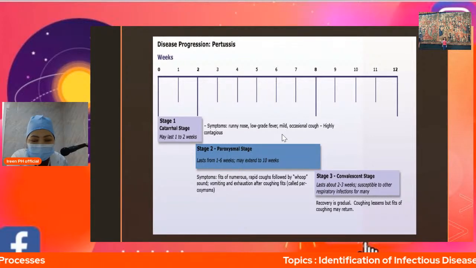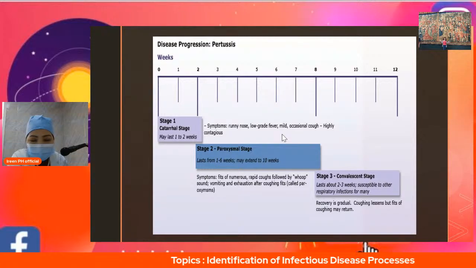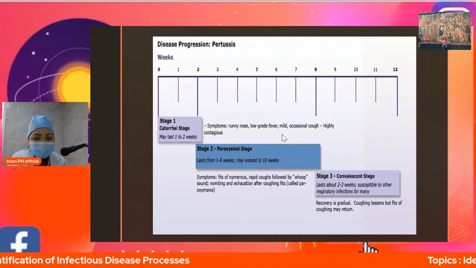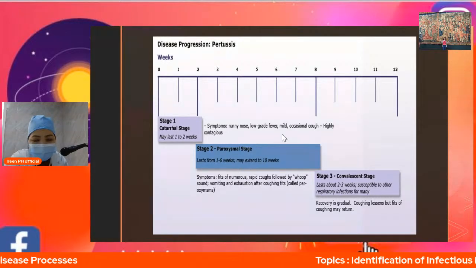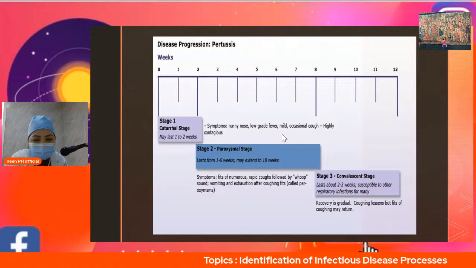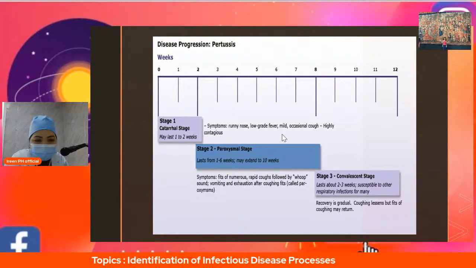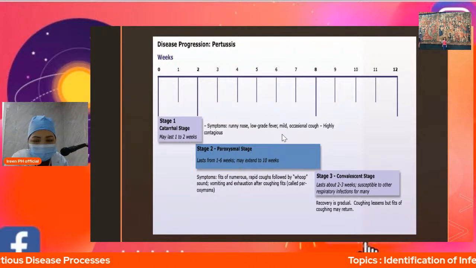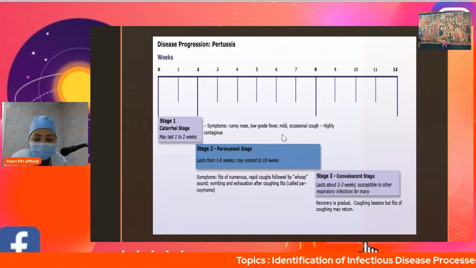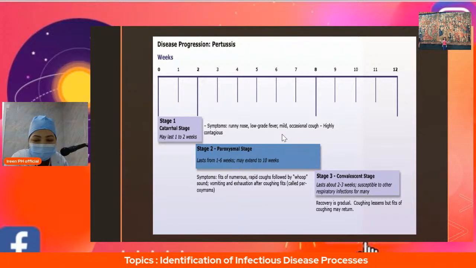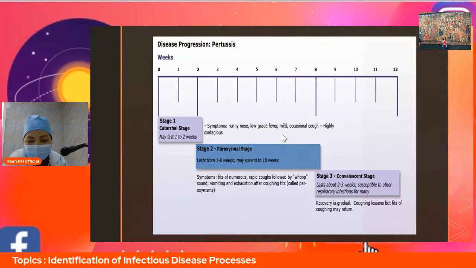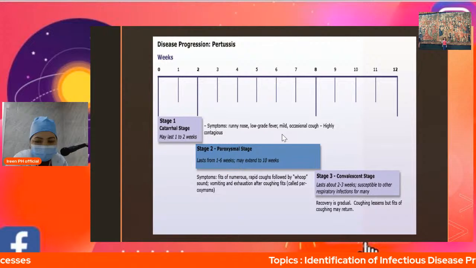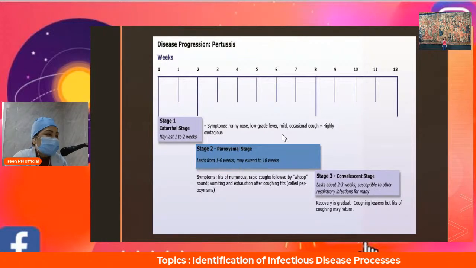In the paroxysmal stage, symptoms are numerous coughs, whoop sound, vomiting, and exhaustion after coughing fits. In stage 3, the convalescent stage, it lasts about 2 to 3 weeks. You are susceptible to other respiratory infections. Recovery is gradual. Coughing lessens, but fits of coughing might return.